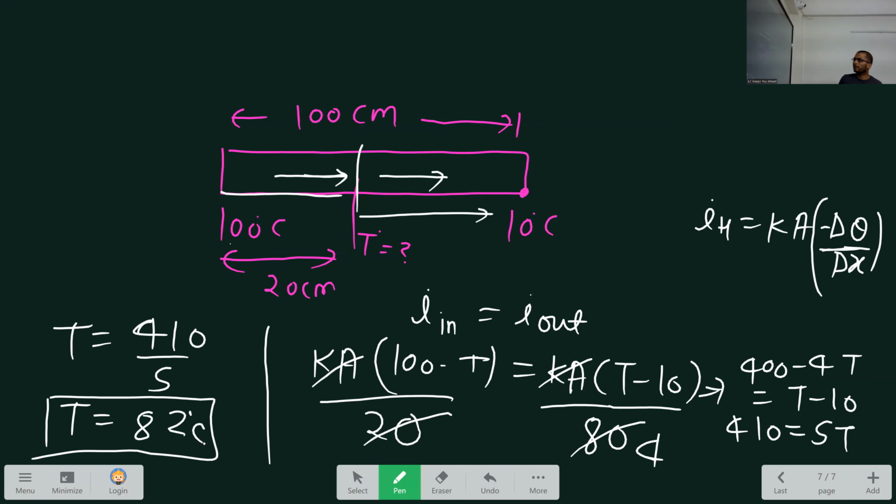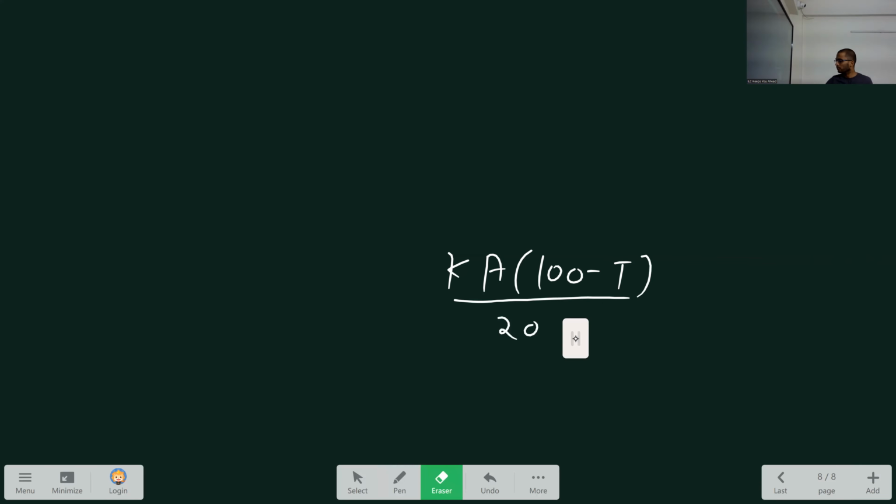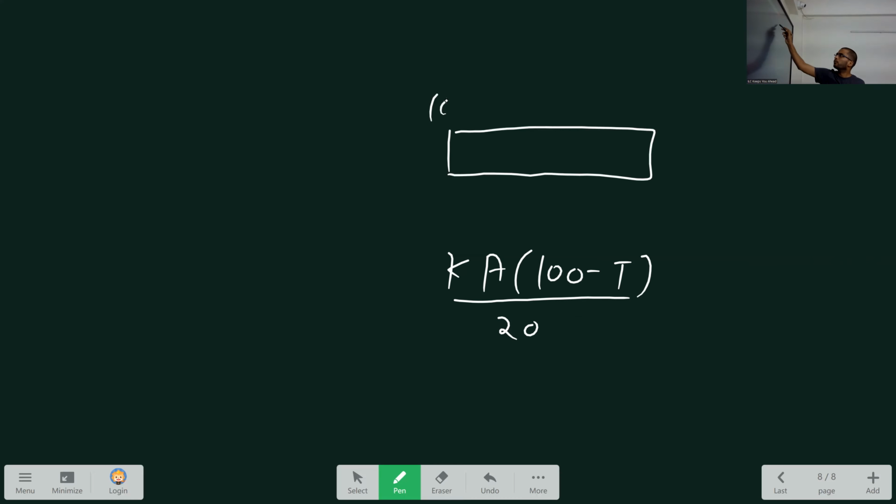Now, students, another way to see this heat flow is that suppose this heat is going through the whole rod. So this term can be made equivalent to, suppose the heat current through the left part was KA times 100 minus T by length, which was 20 centimeter. Now, this is the same as the heat current flowing through the whole rod. Now, for the whole rod, this is 100 degrees Celsius, this is 10 degrees Celsius. Length is 100 centimeter.